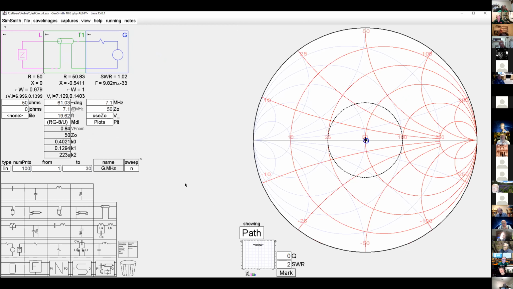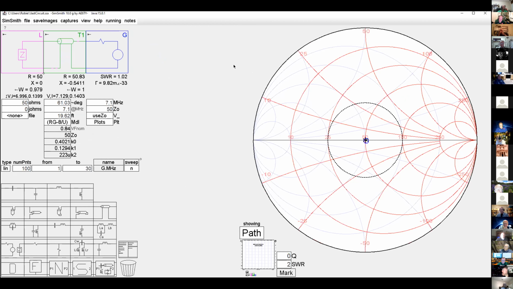Okay. Does this help? My objective was to introduce you to a bunch of things. Well, that functionality for building L networks and pi networks and so forth is better than the Smith chart. Yeah, it's cool. It's the same tool. Oh yeah, so here, beautiful.